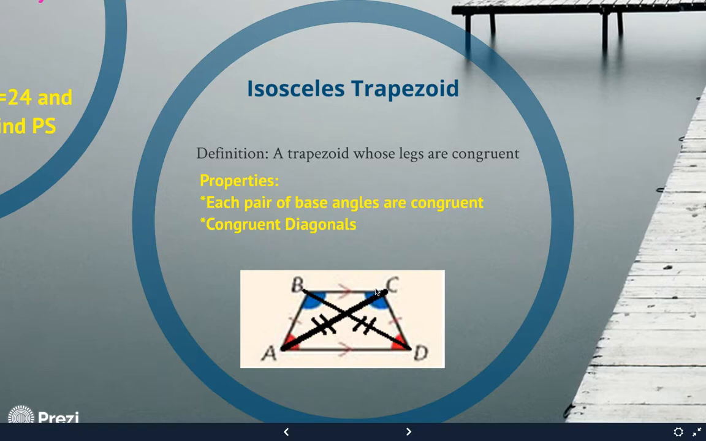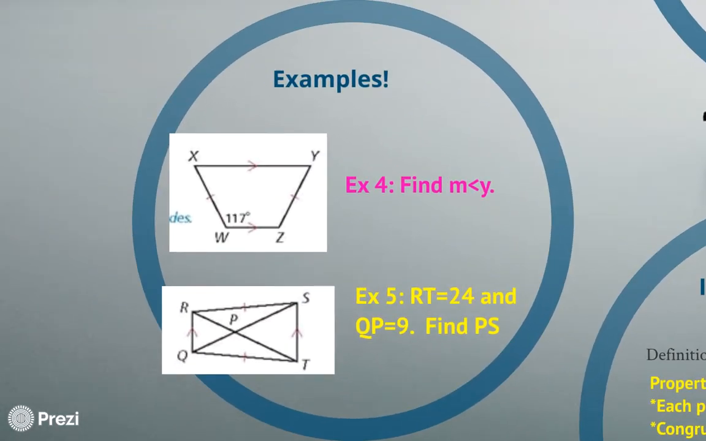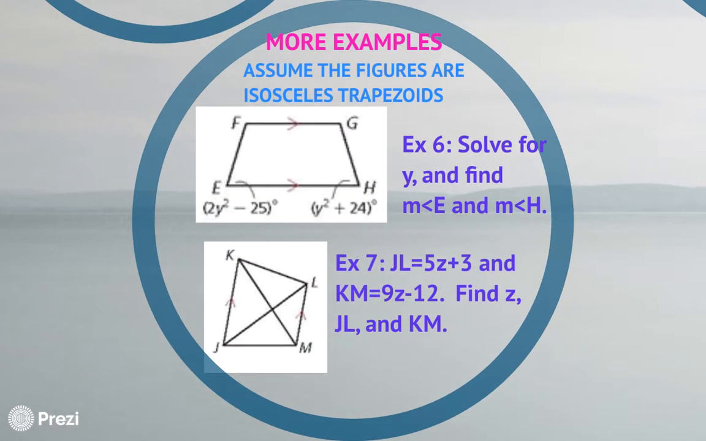Alright, and also the entire diagonals are going to be congruent. So diagonal AC is congruent to diagonal DB. So you have two congruent sides, two parallel sides, two pairs of congruent base angles, and two congruent diagonals. So a lot of congruent stuff going on. Cool, right? So using these properties of an isosceles trapezoid, we will tackle example 4 and 5, as well as example 6 and 7. So go ahead and pause the video and tackle example 4, 5, 6, and 7 with me.